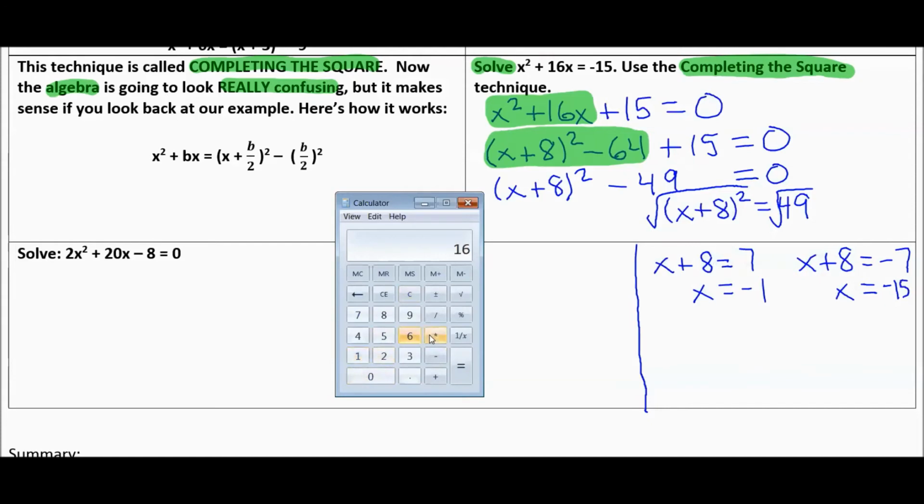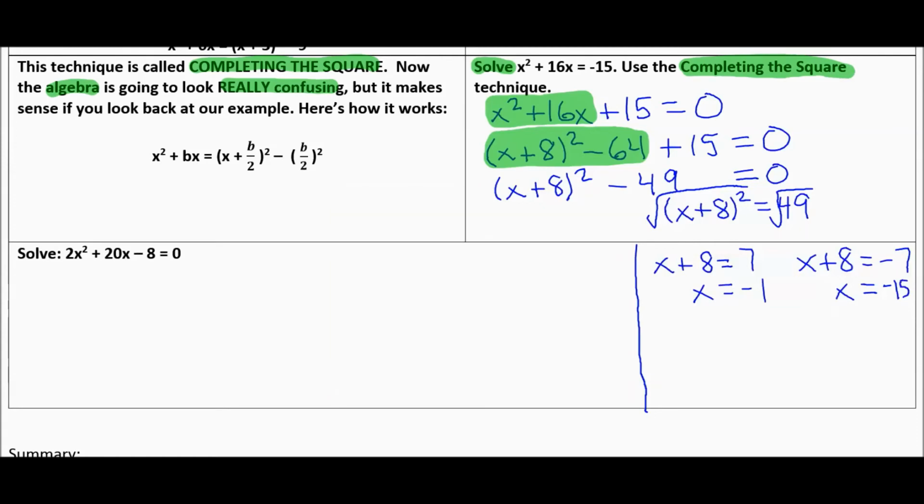16 times 15, order of operations, after all, is 240. So I do 225 minus 240, and boom, negative 15, it all worked out. So I did indeed find the correct solutions. Now I feel confident enough to box these and say that these are correct. These are the values of the variable to make the equation true.